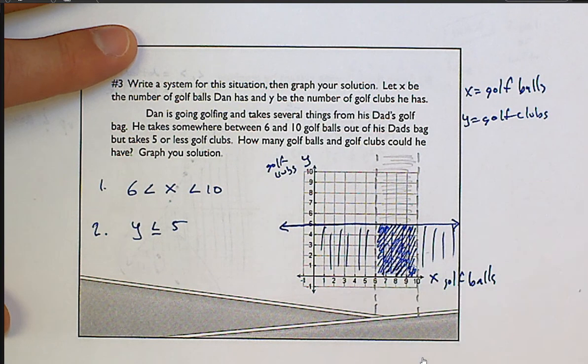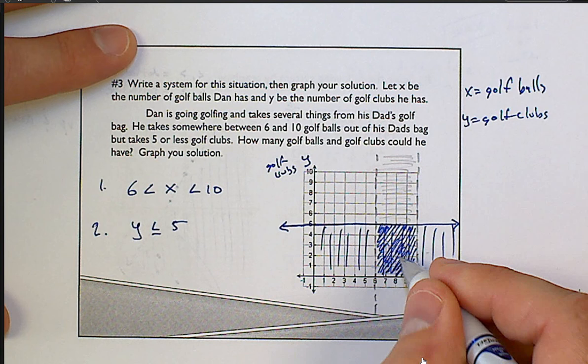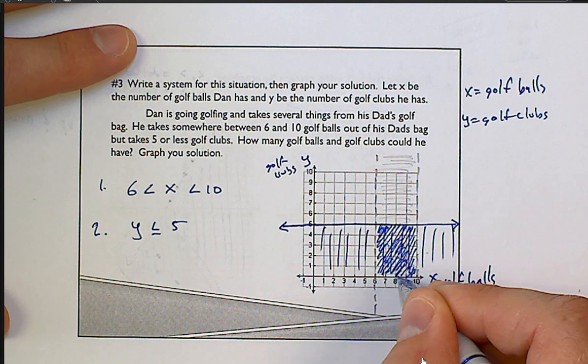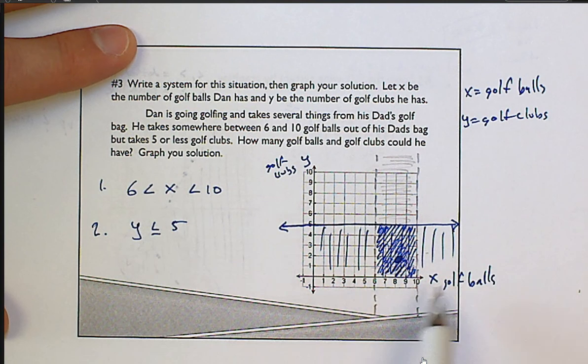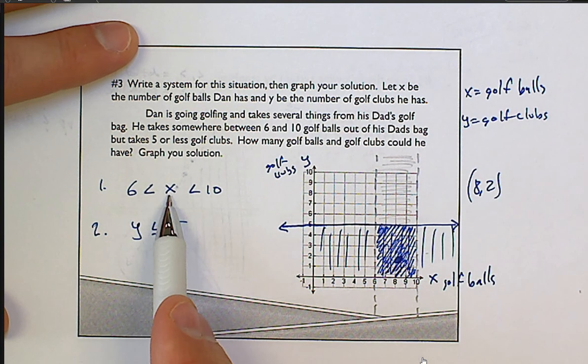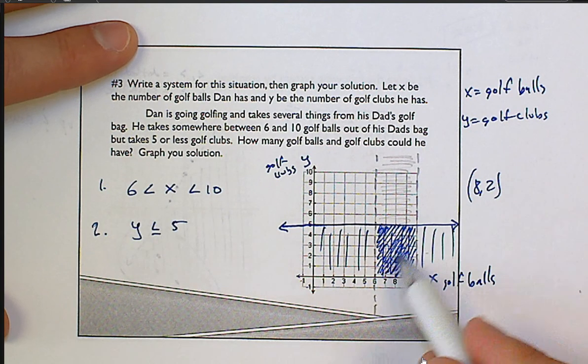And so anywhere in this shaded region, you could pick a point like 8, 2. Where's 8, 2? 8, 2 is right there. Does that work for this system? Well, if I picked 8, 2, 8 is my x-coordinate. Is 8 between 6 and 10? Yes. Is 2 less than 5? Yes. Any point you pick in this shaded region would work.